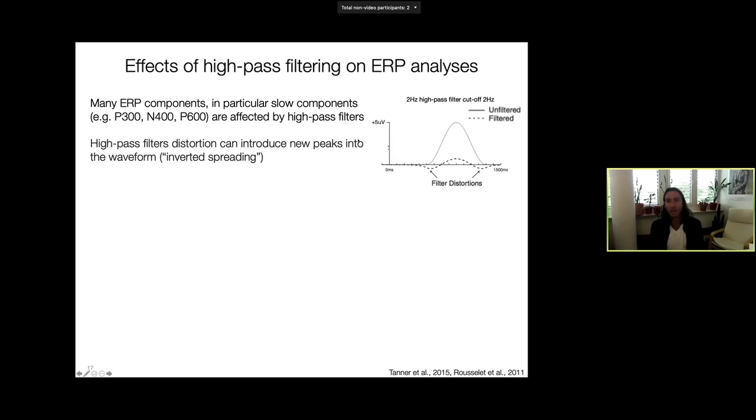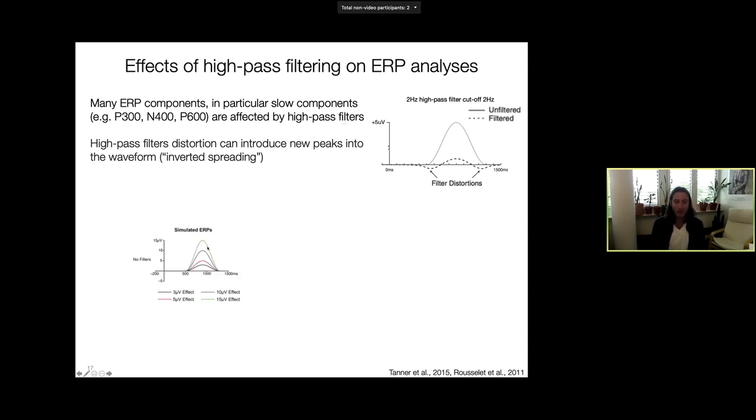This can be nicely shown here by a simulation. Here we have a simulation of a P600, an unfiltered one. When we use a 2 hertz high-pass filter, first of all, the amplitude is diminished, but an even bigger problem is that new peaks are introduced through the filtering. We also call this inverted spreading.